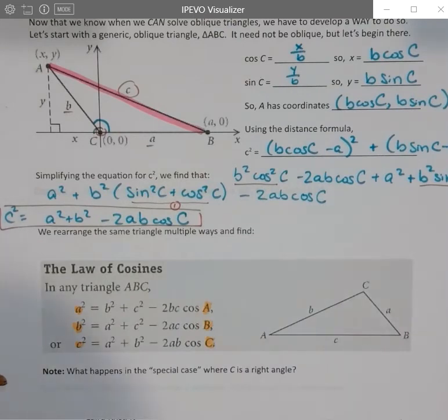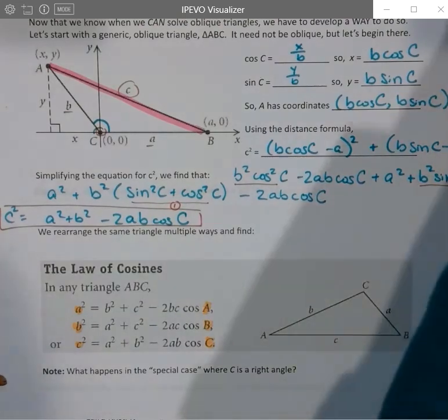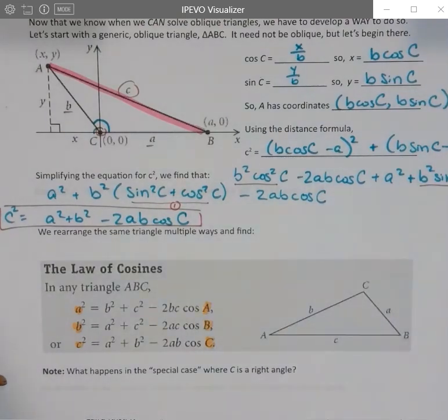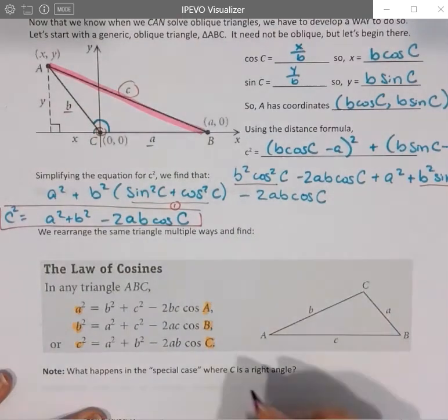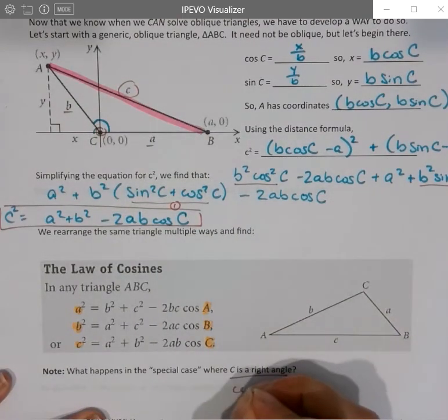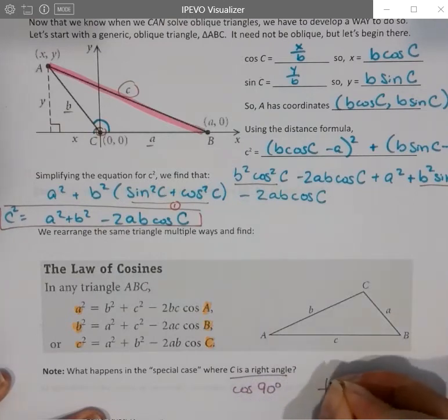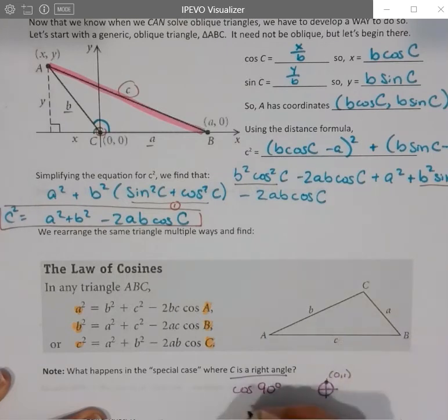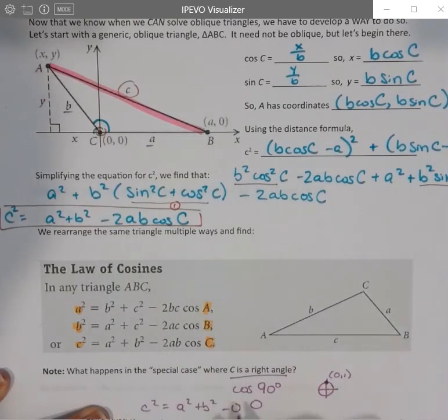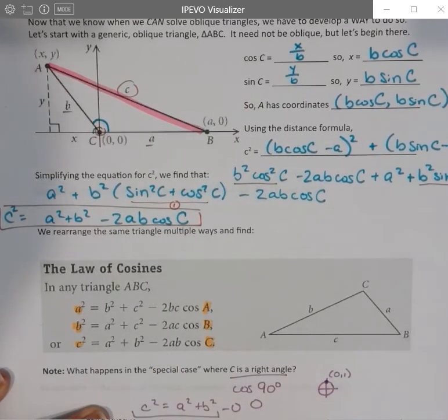Okay. Now notice the law of cosines can be used in any triangle. What would happen in the special case where C is a right angle? If C is a right angle, 90 degrees, the cosine up here is the x-coordinate, that's the ordered pair (0, 1). The cosine of 90 is 0. So if it is a right triangle, we'd have c squared equals a squared plus b squared minus 0. And so if it is a right triangle, we're right back at the Pythagorean theorem.